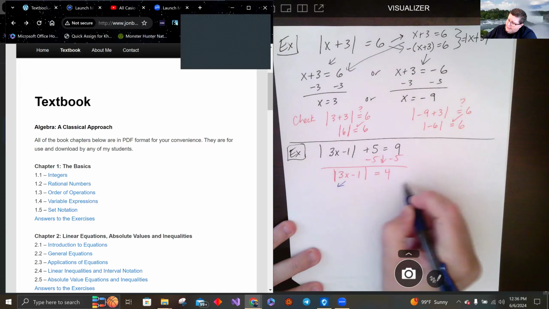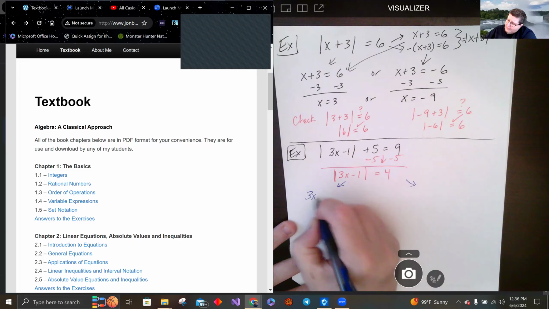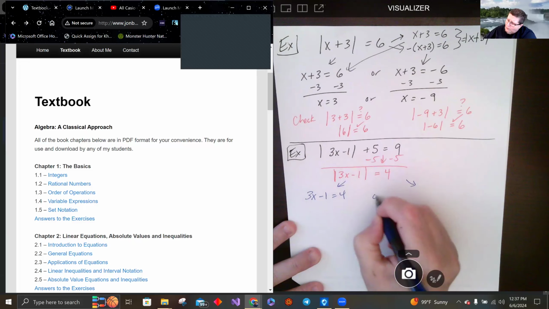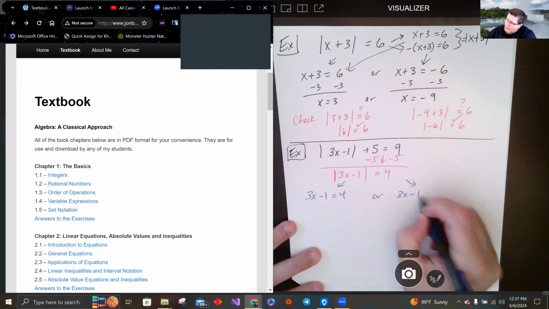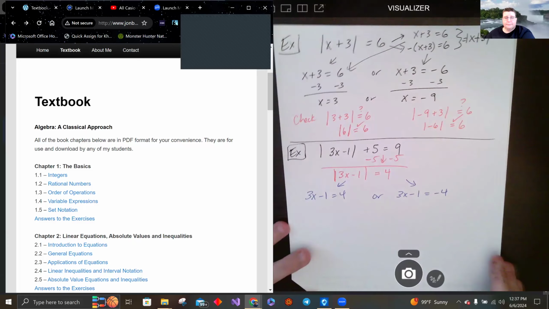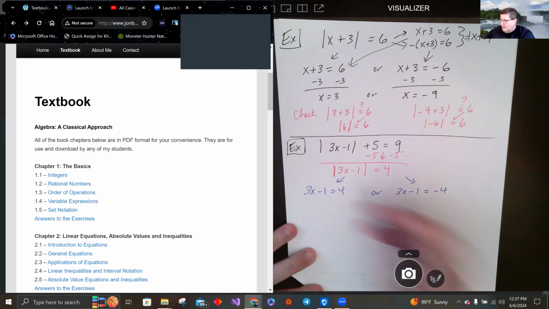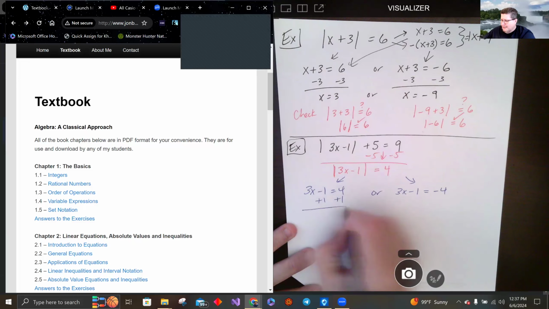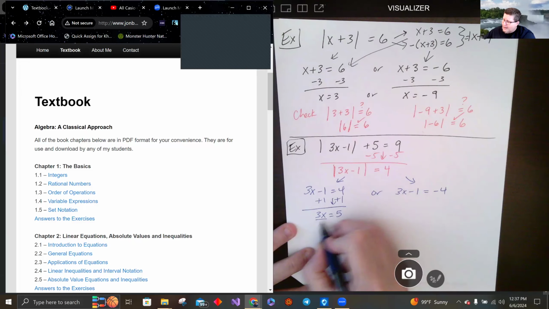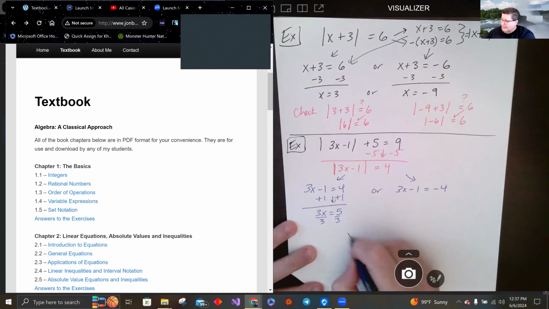Now we split this into two routes. 3x minus 1 equals 4, or 3x minus 1 equals negative 4. We solve each of these individually. If I do the equals 4 one, I add 1 to both sides. I get 3x equals 5, and then divide by 3, I get x equals 5/3, I should say.